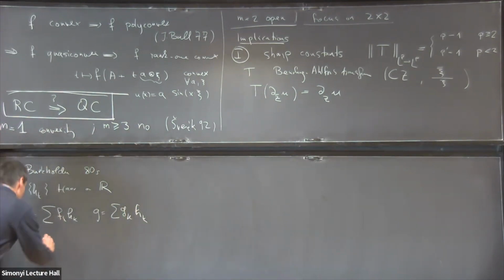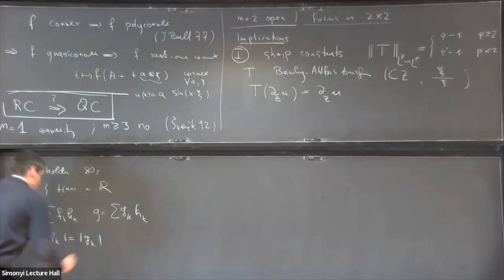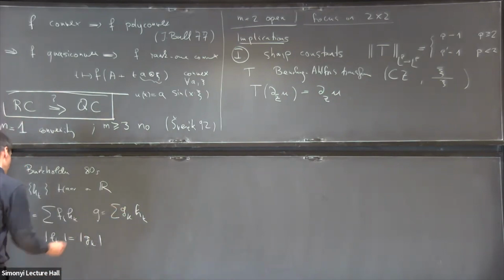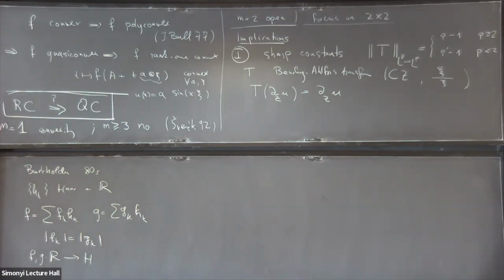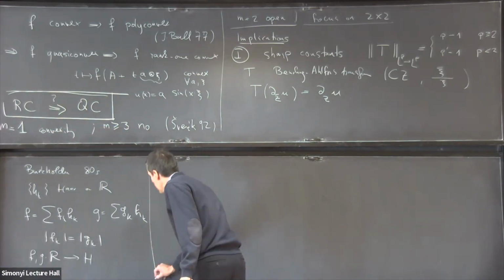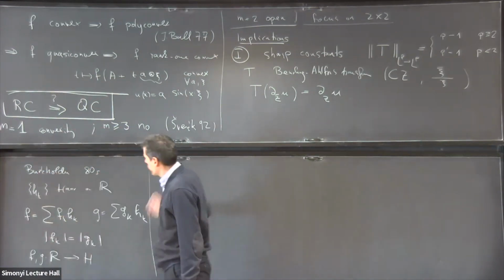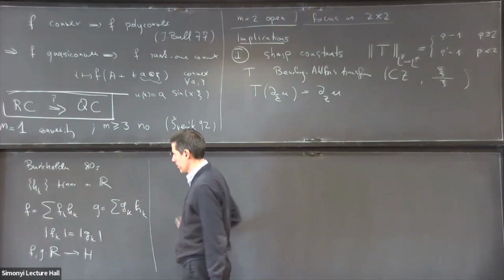Such that the norm of Fk equals the norm of Gk. It's the same norm of the coefficients. So they don't have to be scalar valued. This could be functions from the real line to some Hilbert space. Of course the statement of Burkholder is much more general, but I just want to go quickly.